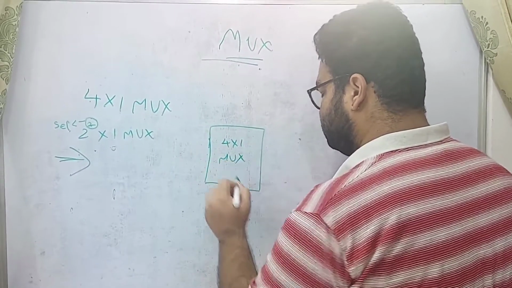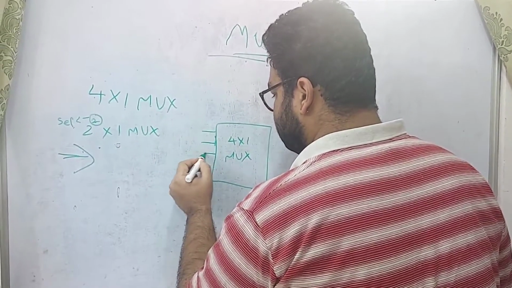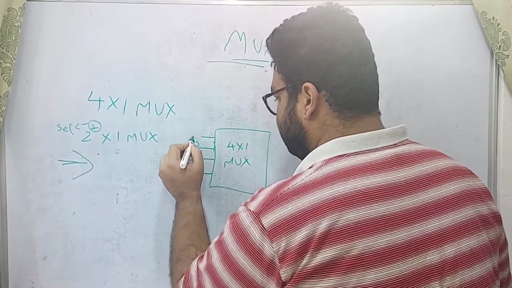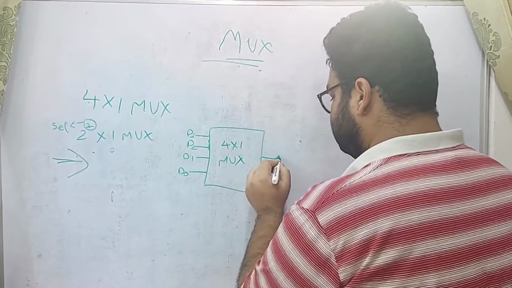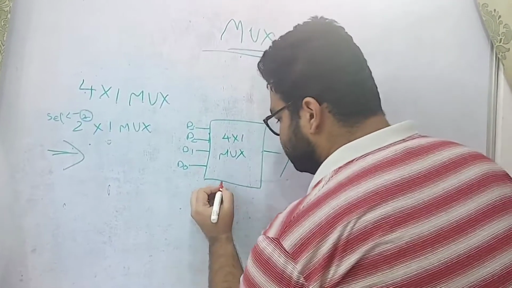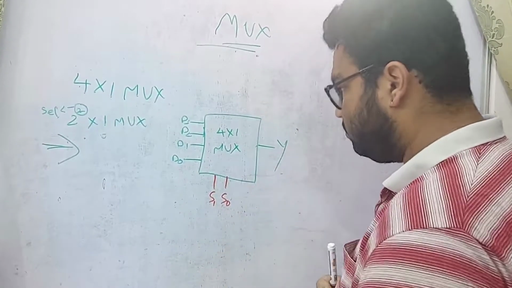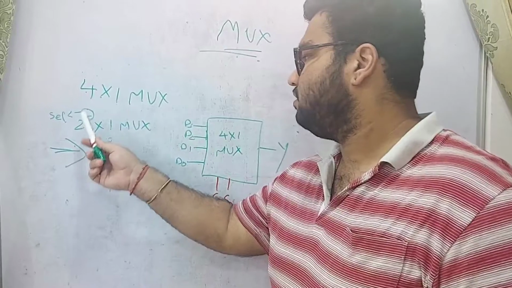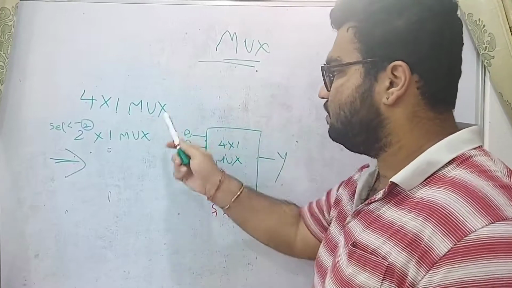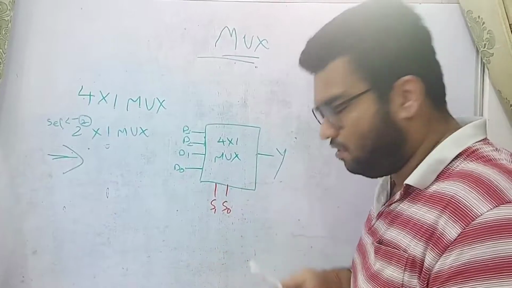4x1 MUX. As I told you, 4 inputs: D0, D1, D2, D3. There is 1 output. I just want to add color to my diagram, and hence I am going to represent these select lines as S0 and S1. So this is the simplification of the 4x1 MUX, and this is the block diagram representation of 4x1 MUX. Now we are going to write a simple truth table for 4x1 MUX.